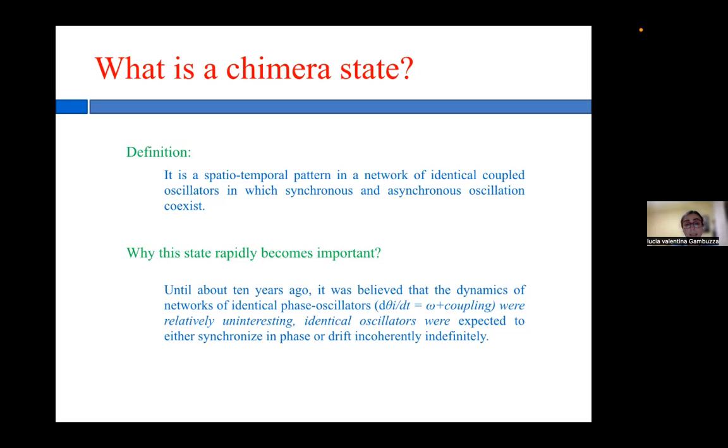The answer is that the first model in which chimera states were observed was the Kuramoto model, a network in which each unit was a phase oscillator. Until a few years ago, it was not considered interesting to look at a network made of identical phase oscillators, since we expected that the only possible way in which phase oscillators can interact with each other was to reach either a complete synchronization or a totally desynchronized state.